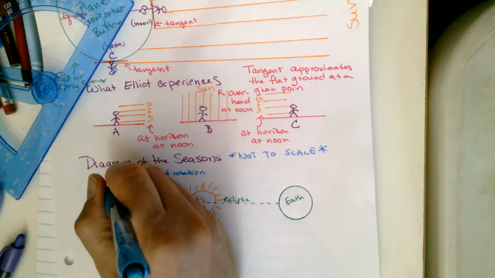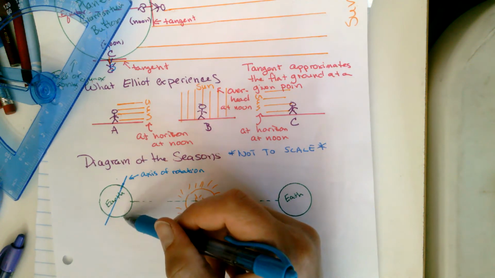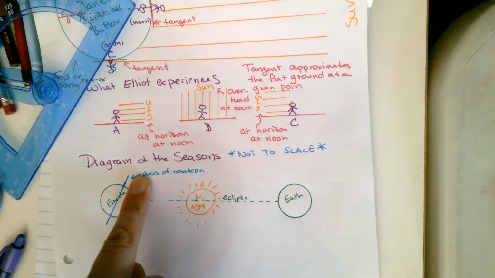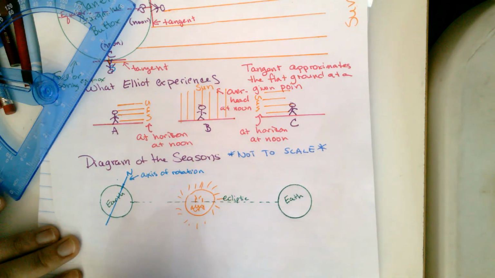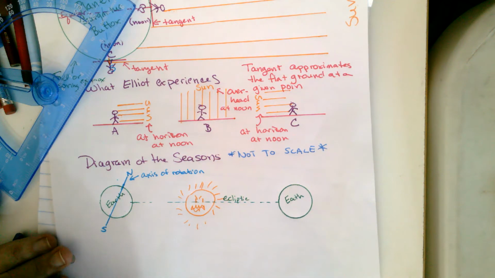A lot of people, when they put north and south, think north is at the top and south is at the bottom. That's not quite what's really going on here. True north and true south are determined by the axis of rotation. So your north needs to be at the tip of this axis of rotation, and your south needs to be at the tip of this axis of rotation.